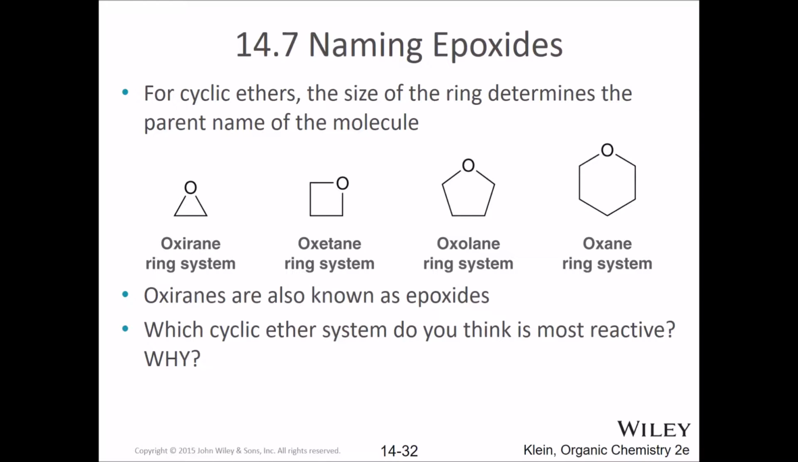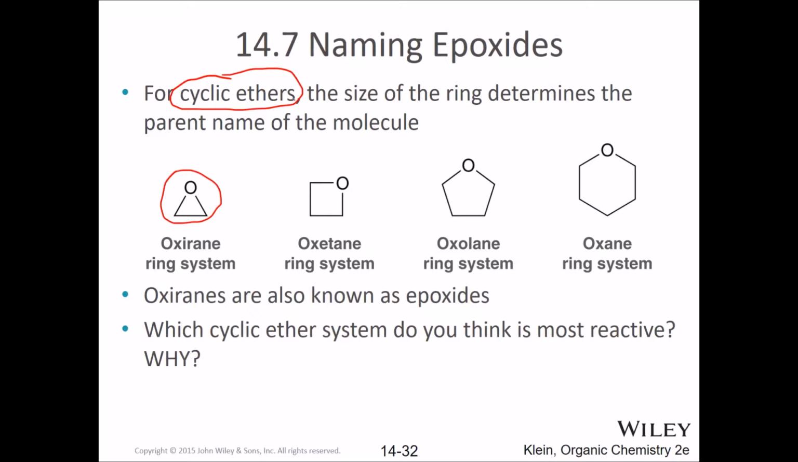Okay, now we want to talk about naming epoxides. I haven't said a word about epoxides yet, so we're going straight to naming them. Epoxides are cyclic ethers. More specifically, they are three-membered rings. That's an epoxide right there.